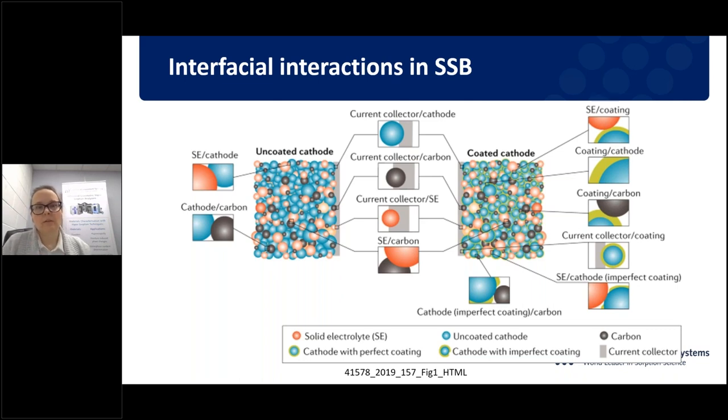When it's an uncoated cathode, there can be interactions between the solid electrolyte and cathode and carbon, and also the common types of interaction in the middle you can see. But in the case of coated cathodes, there are even more different interactions. So the coating material and the solid electrolyte, and also the cathode and the coating on its surface. And if the coating is not complete, or imperfect, there can still be a solid electrolyte and cathode interaction.